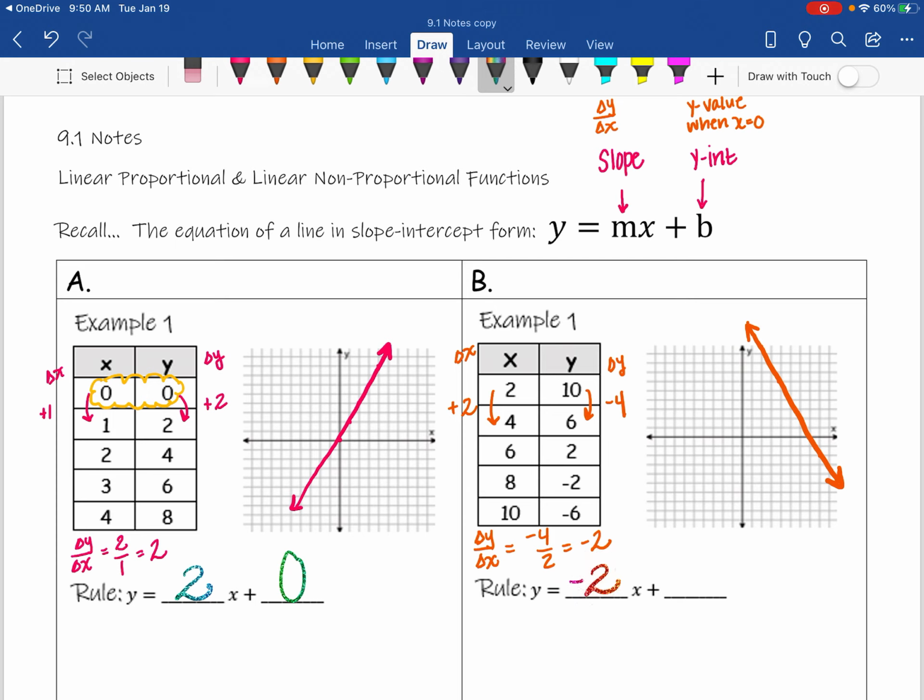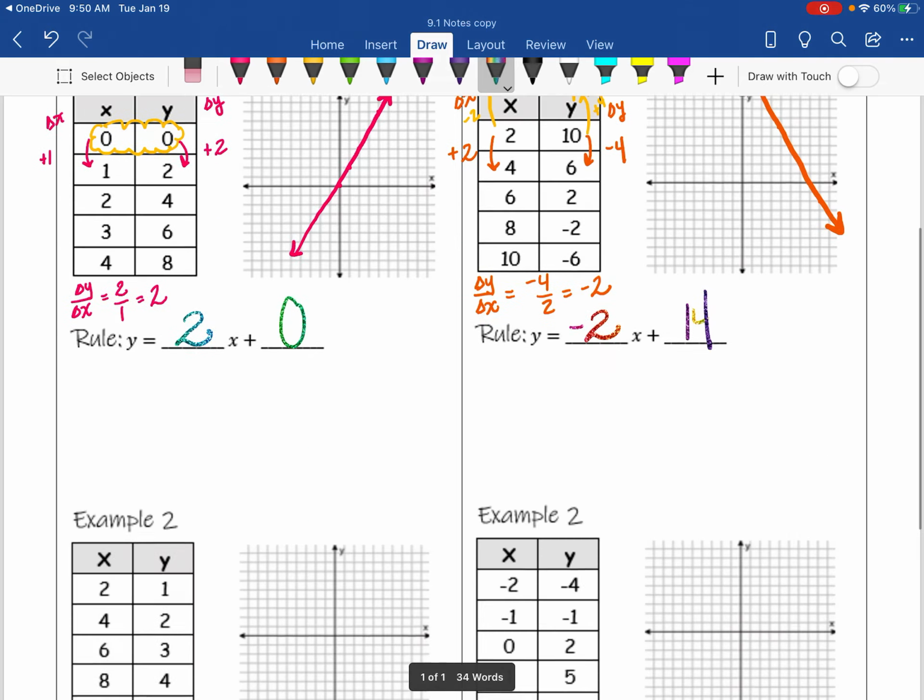Okay, and then I don't actually see my y-intercept in this table, so I have to work backwards in the pattern to get it. So I'm going to work backwards by subtracting 2 on the x side, which will give me 0, and backwards on the y side by adding 4, which gives me 14. Okay, so my y-intercept is 14 in this case. All right, still not enough to figure out what the pattern is, so let's look at 2 more examples.